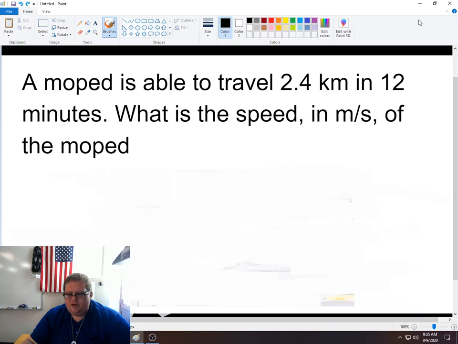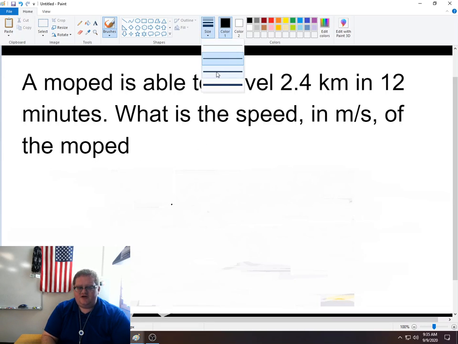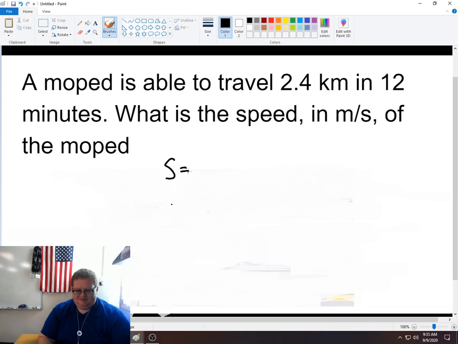All right, I'm going to do one more. A moped is able to travel 2.4 kilometers in 12 minutes. What is the speed in meters per second of the moped? All right, so I need to first use my equation. Speed is distance divided by time. 2.4 kilometers divided by 12 minutes.